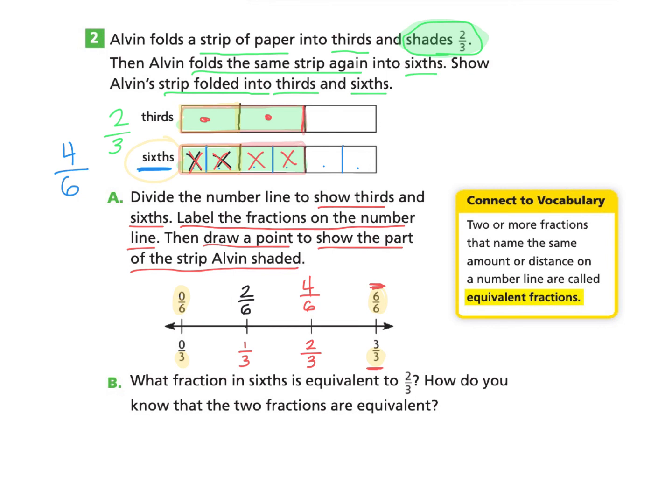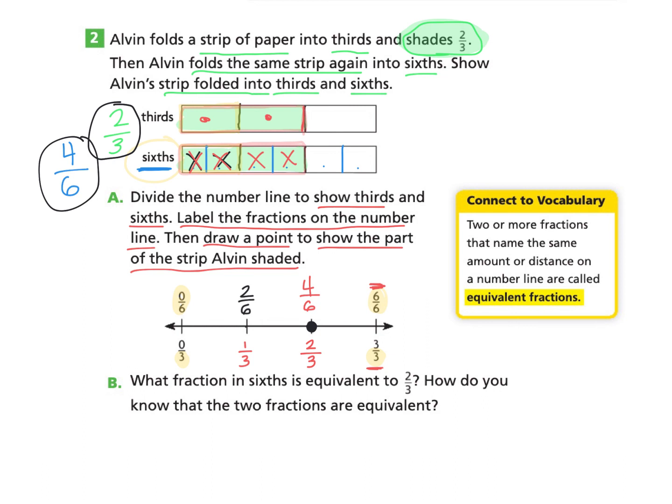Okay, now we have divided the number line into thirds and sixths, and we have labeled the fractions on the number line. Now we need to draw a point and show the part of the strip that Alvin shaded. Well, we know we've already done this work right here, that the point is 2/3 or 4/6. So we're going to draw a dot right there to show that part of the strip that Alvin shaded.